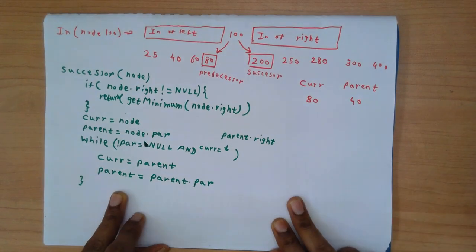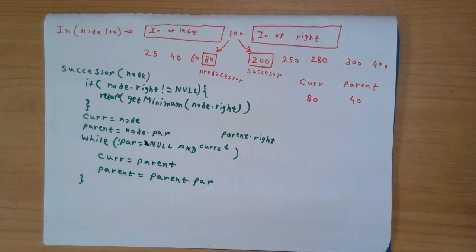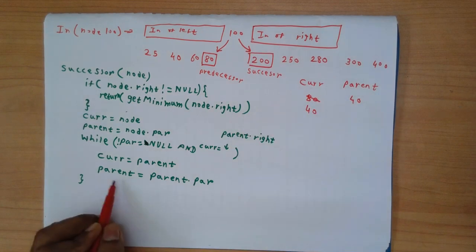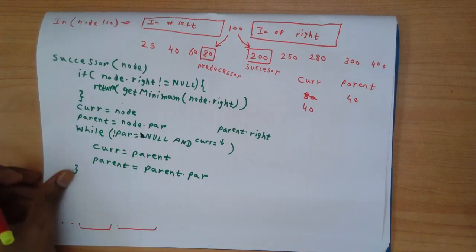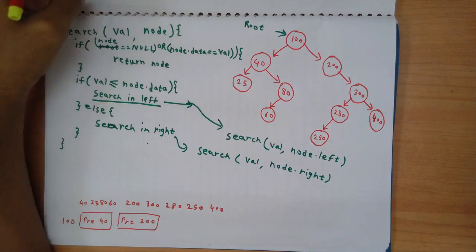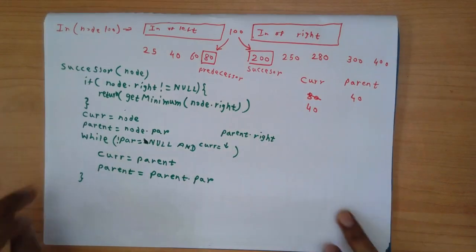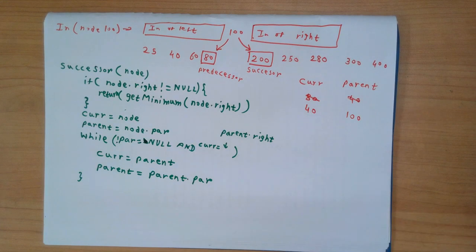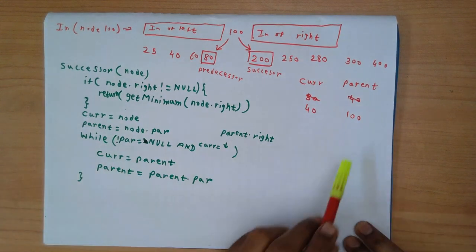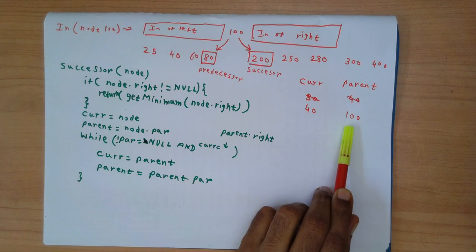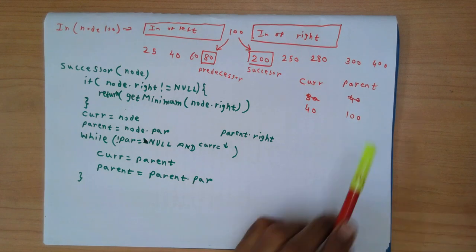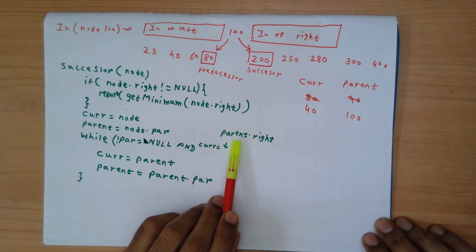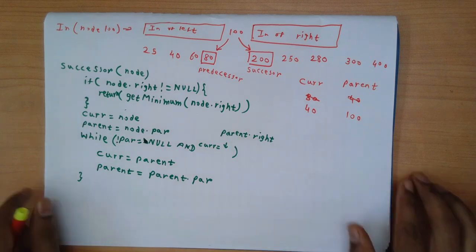So what we will do next is say that our current is parent, so instead of 80 it will be 40, and parent will be parent's parent. The parent for 40 is 100, so we will say that parent is now 100. And we come back and ask the question, has the parent become null? It's not. That's good. But we ask, is the current node the right child of the parent? It's not.